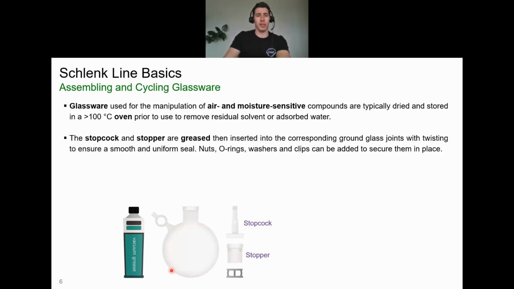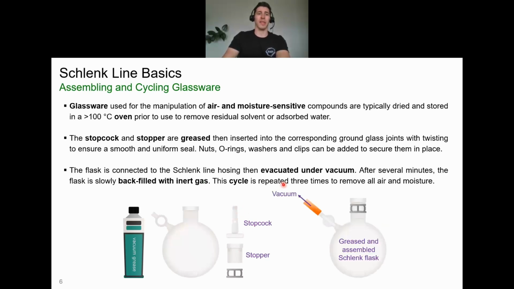So these are the typical components of a Schlenk line. This is a Schlenk flask, sorry. This is a round bottom styled flask where we have the flask itself, which has the stir bar in from the beginning, a stopcock and a stopper. This is a single oblique stopcock with a single straight hole.